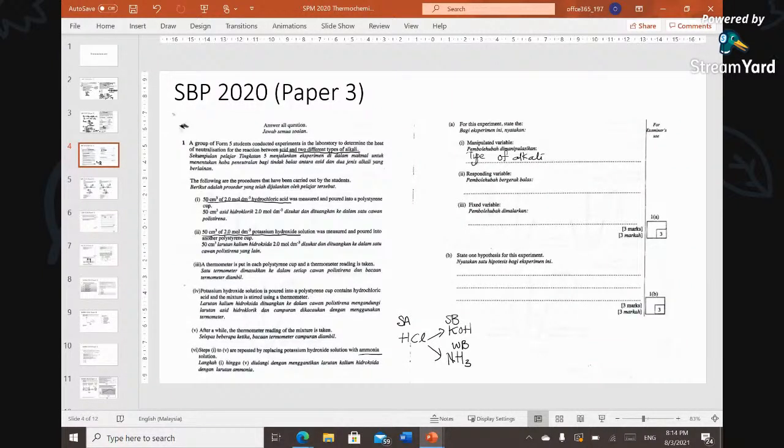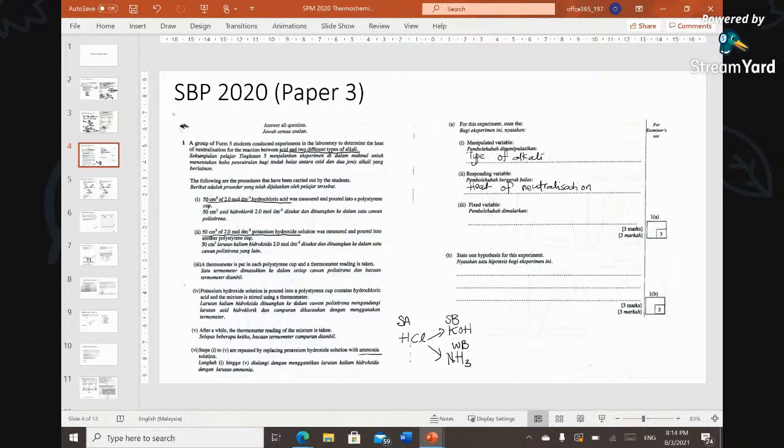Responding variable, what are you going to find out? You are measuring the temperature and so on. You are going to find out the heat of neutralization. So be specific, don't just write heat energy release. Heat of neutralization.